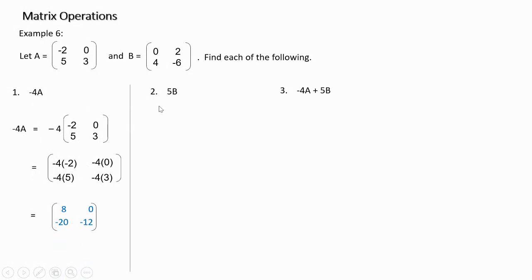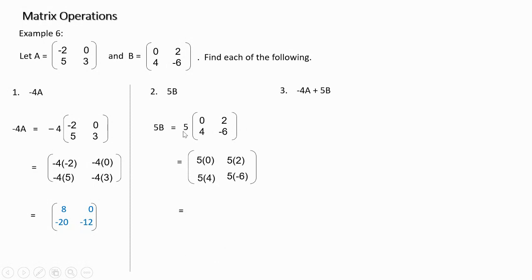Now let's try 2 for example 6. This is 5B, so 5B is the same thing as 5 times matrix B. Matrix B is 0, 2, 4, negative 6. In the same manner, we can multiply the 5 times every element in matrix B. And like I mentioned earlier, if you want, you can skip this.